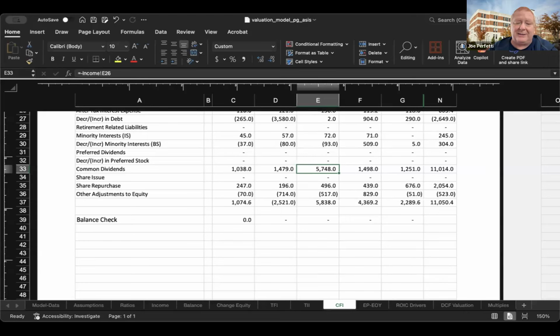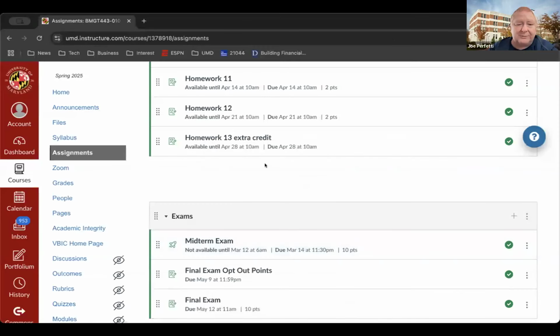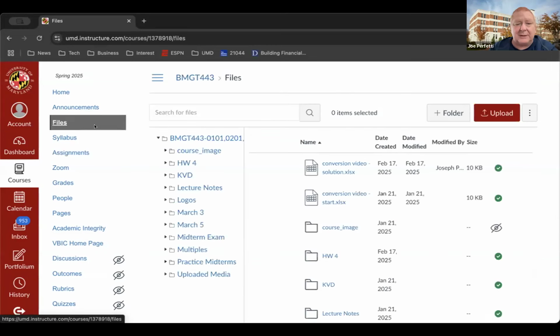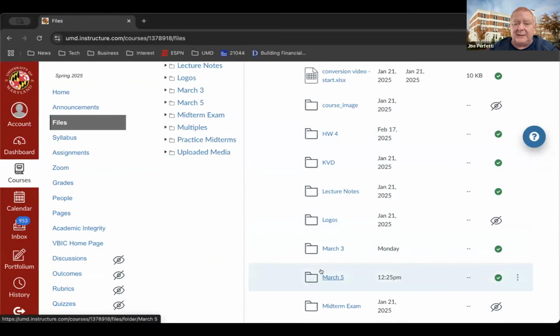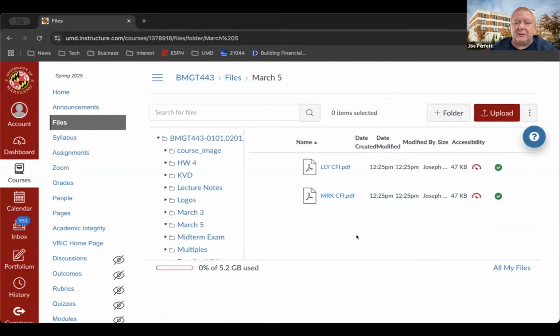Great. Time for practice. So in a folder on Elms called March 5th, under the files folder are 2 files. March 5th, down here. In this folder, there's a file called Lilly CFI, and there's a file called Merck CFI, continuation of the companies we were working on Monday.